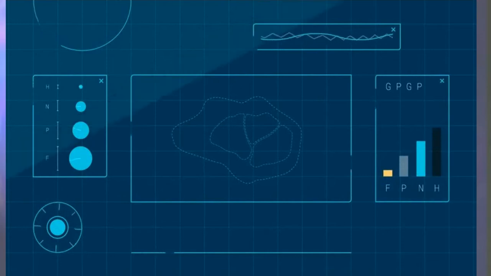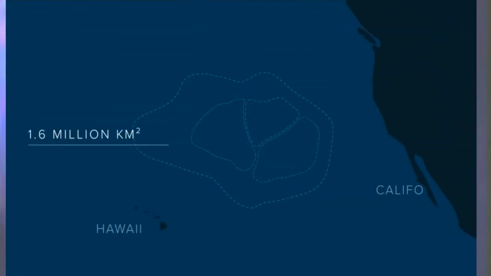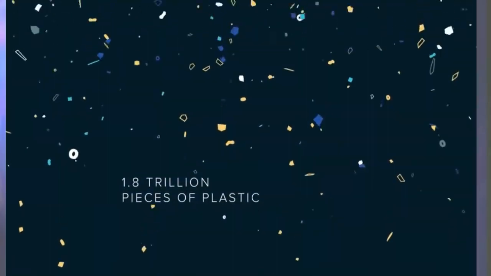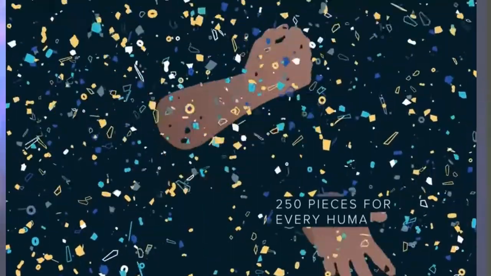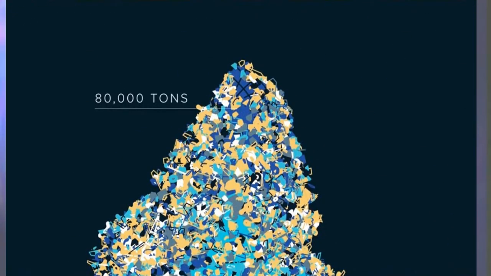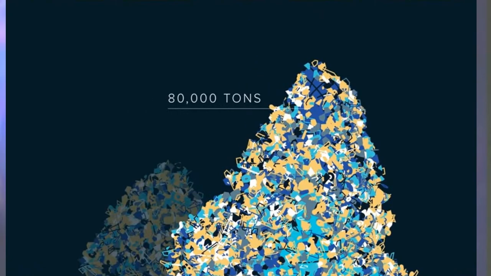The Great Pacific Garbage Patch measures 1.6 million square kilometers. That is 3 times the size of France. The patch contains 1.8 trillion pieces of plastic, which equals 250 pieces for every human in the world. The total mass amounts to 80,000 tons, 4 to 16 times more than previous estimates.